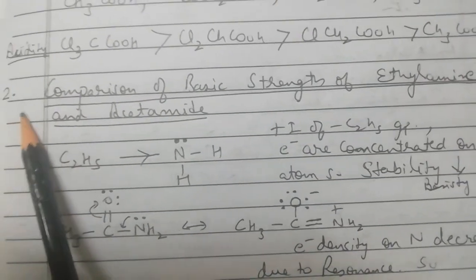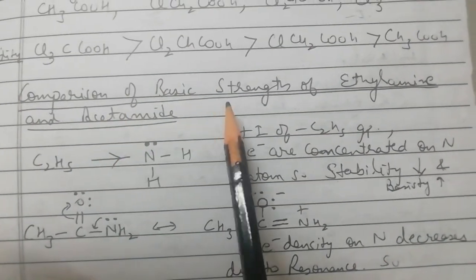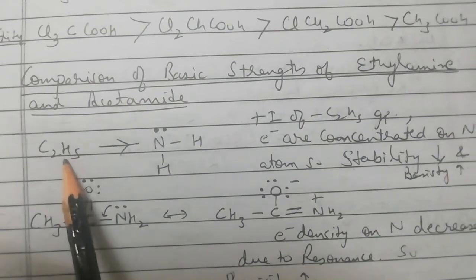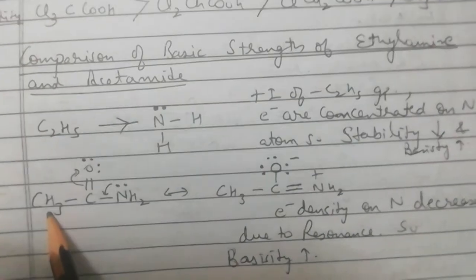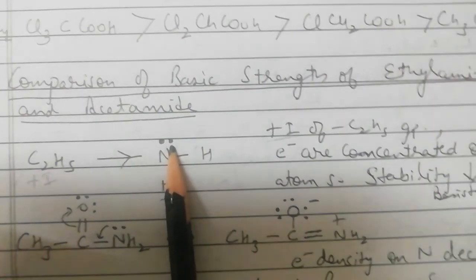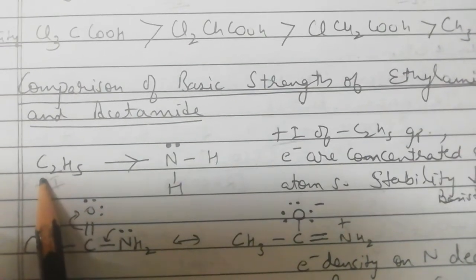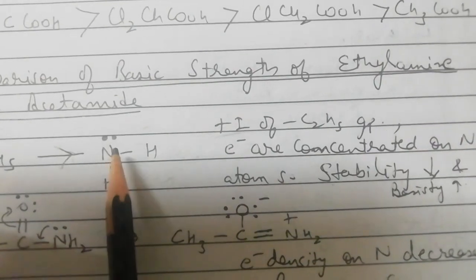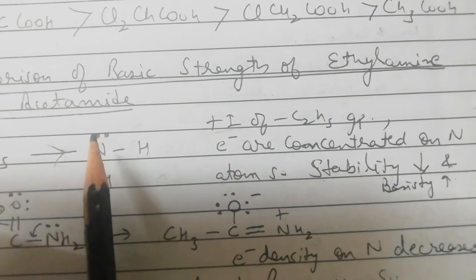Now the second application of inductive effect is that it helps us to compare the basic strength of ethylamine and acetamide. This is our ethylamine, C2H5NH2. And this is our acetamide, CH3C double bond O NH2. Here we can see the plus I effect of C2H5. This ethyl group has plus I effect. This nitrogen already has one lone pair of electrons, and this ethyl group, because of its plus I effect, will donate the electrons to the system, which will lead to the concentration of electrons on the nitrogen atom.